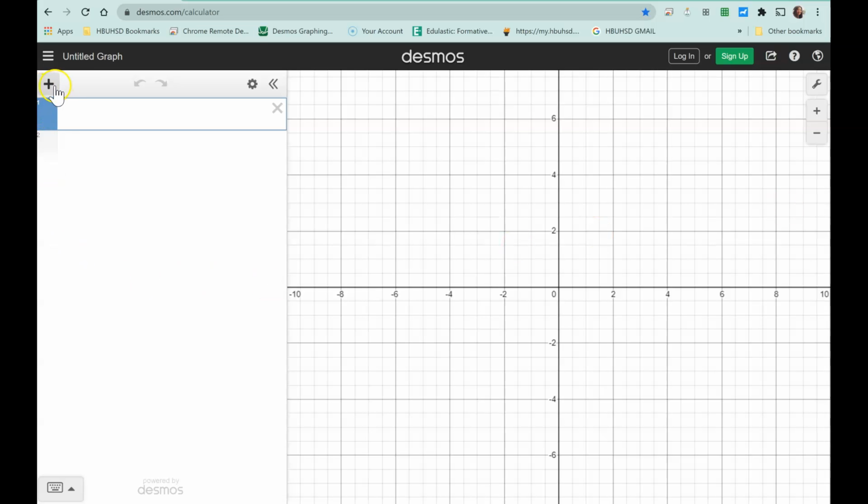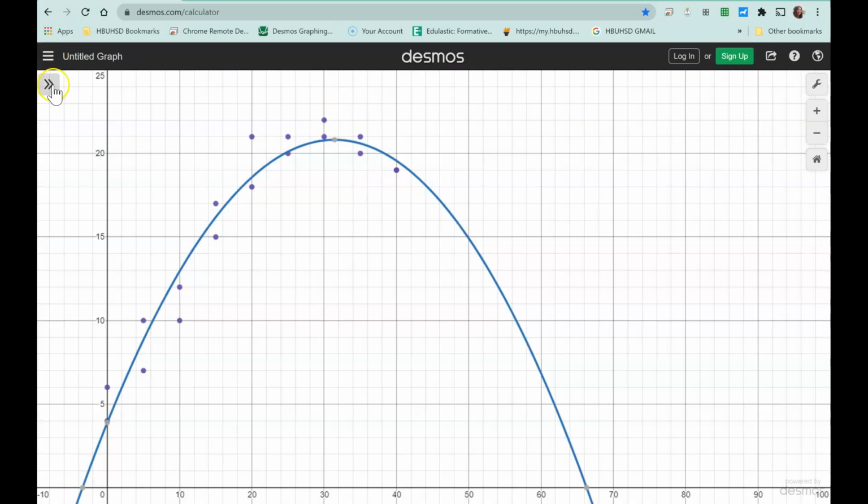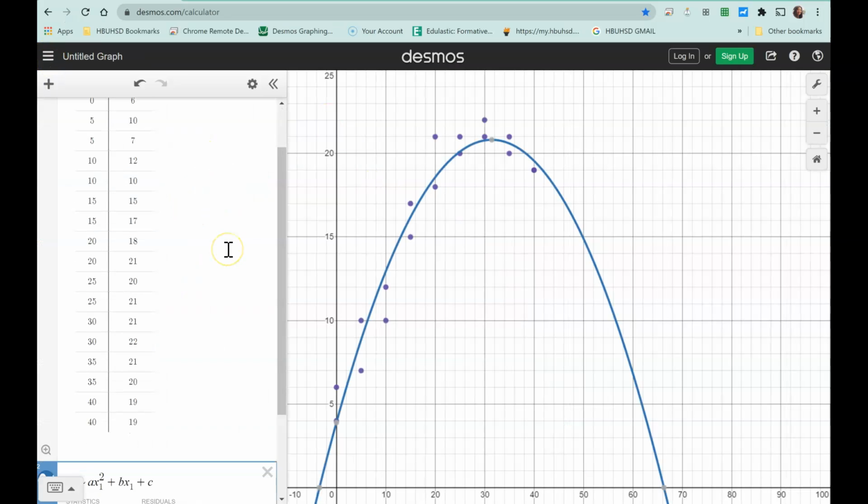So what I want you to do is hit the plus sign, go to the table, enter in your X, which in this particular question is the amount of fertilizer. So 0, 0, and so on. And 5, and 5. And then once you're done with the X's, go on to the Y. 4, 6, 10, and keep on doing that. Since I don't want to be wasting your time, I've already entered this in. So here's all of the data.